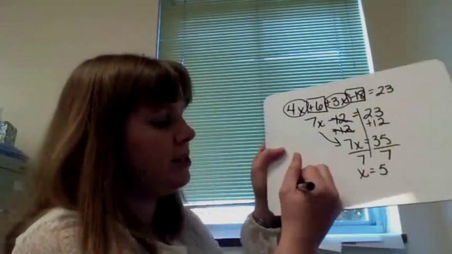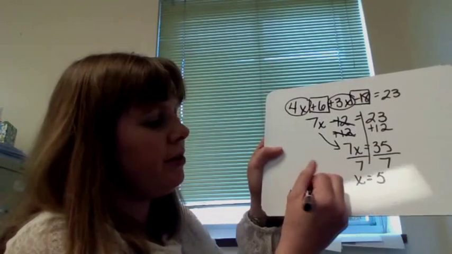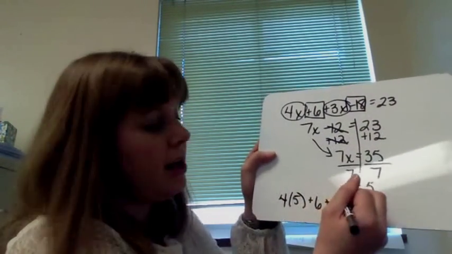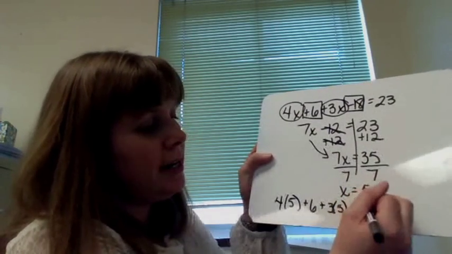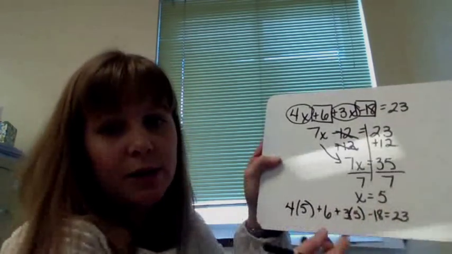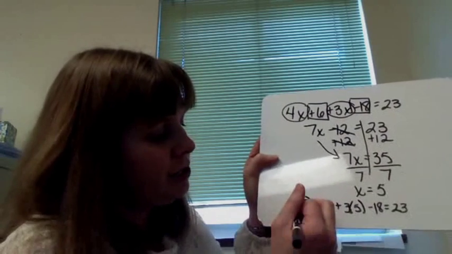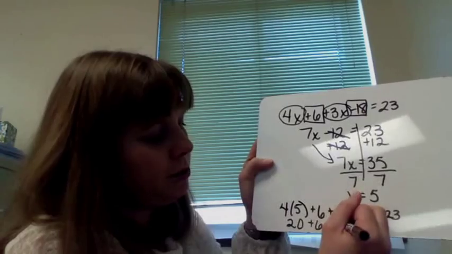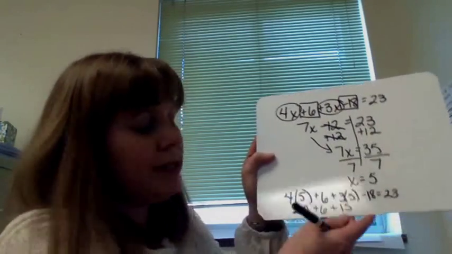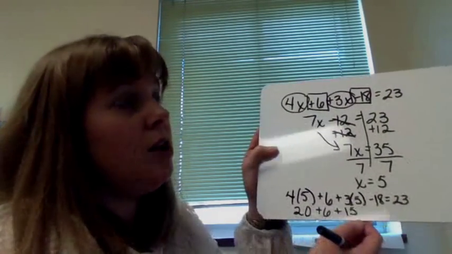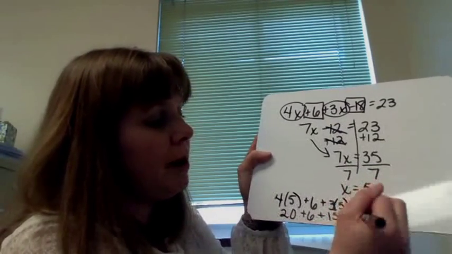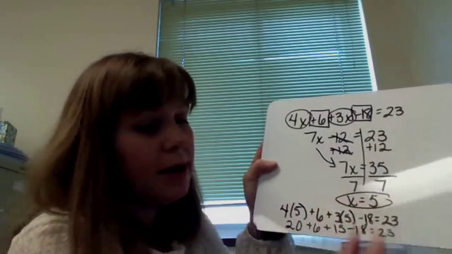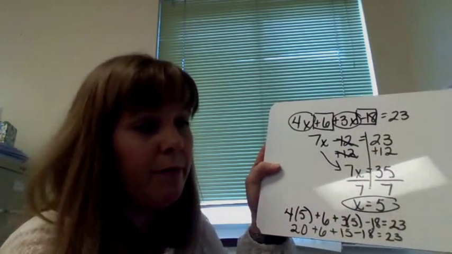And I can check this. 4 times 5 plus 6 plus 3 times 5 minus 18. If I can do all of that and it equals 23, I know I've done this correctly. So 4 times 5 is 20. 20 plus 6 is 26. 3 times 5 is 15. 26 plus 15 is 41. And 41 minus 18 does equal 23. So I know I've done this correctly. My answer is x equals 5.